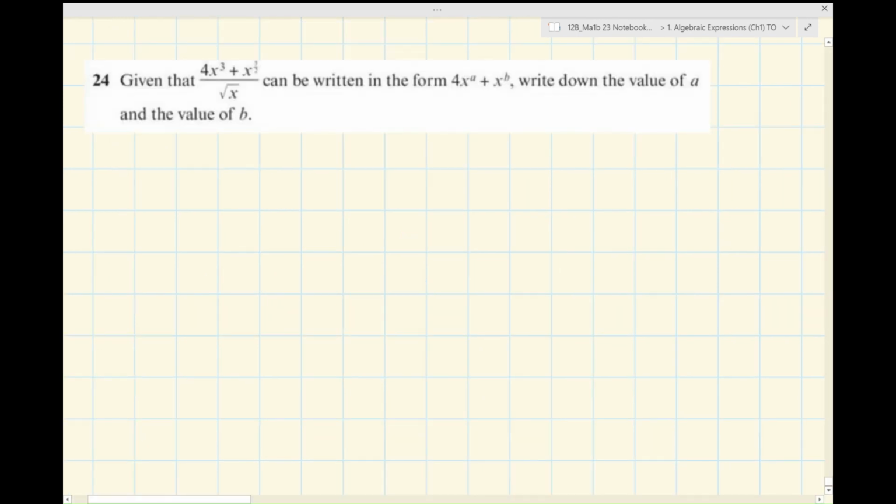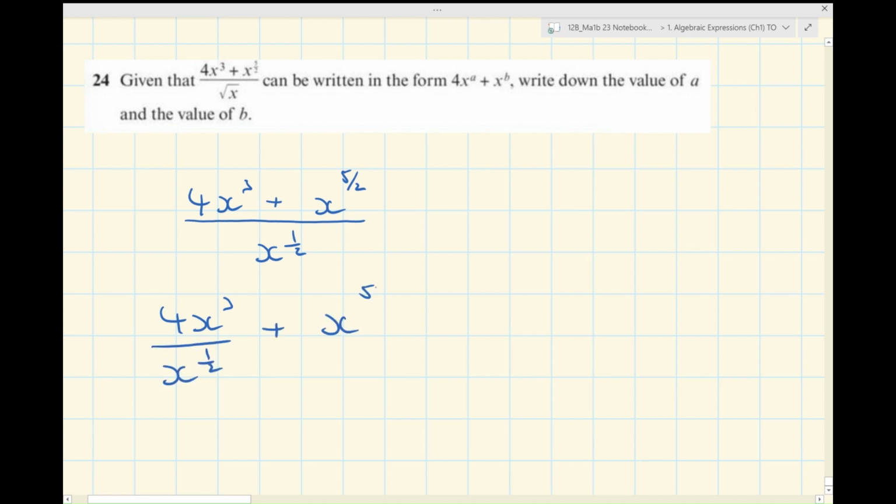Question 24. Right, let's start off with 4x cubed plus x to the power of 5 over 2. And I'm dividing that by x to the power of a half. So that can be written as 4x squared divided by x to the power of a half plus x to the power of 5 over 2 divided by x to the power of a half. Right, when I divide, I subtract my powers. So I'm going to have 4 x to the power of 2.5, which I'll write as 5 over 2, plus x to the power of 5 halves minus a half gives me x to the power of 4 halves, which is, of course, just x squared.